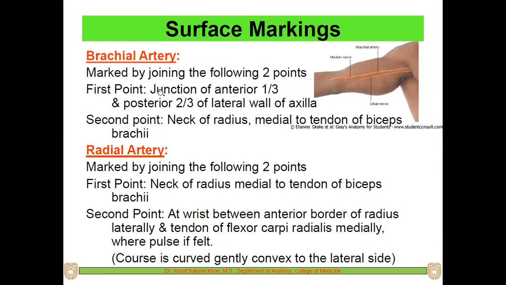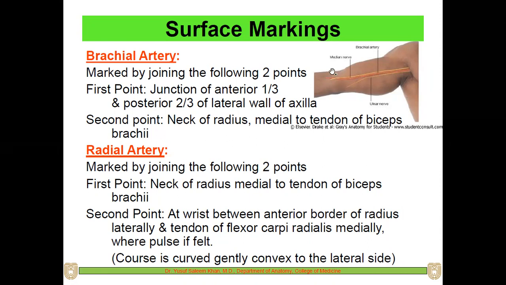The first point is the junction of the anterior 1/3 and the posterior 2/3 of the lateral wall of the axilla. This is the axilla. If you draw a line dividing the anterior 1/3 and posterior 2/3, the junction between these two will be the first point, where it will begin.